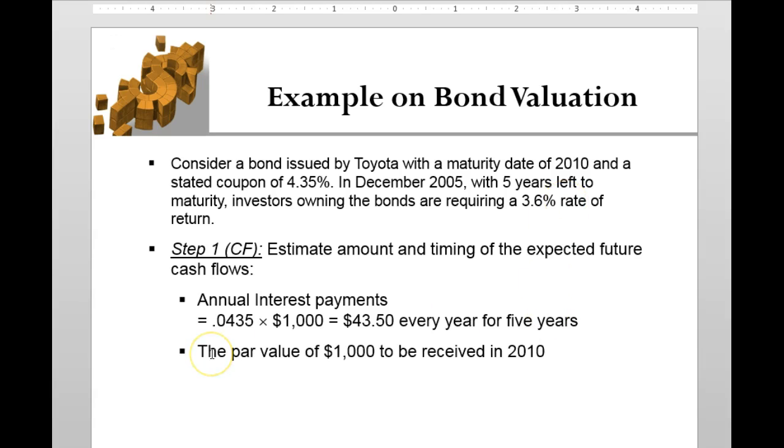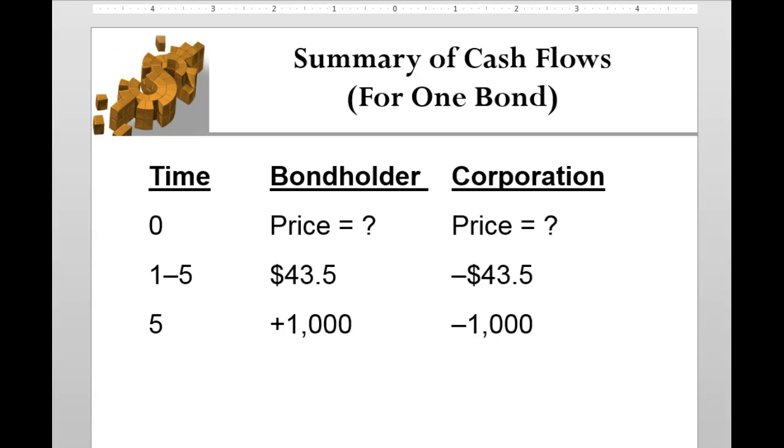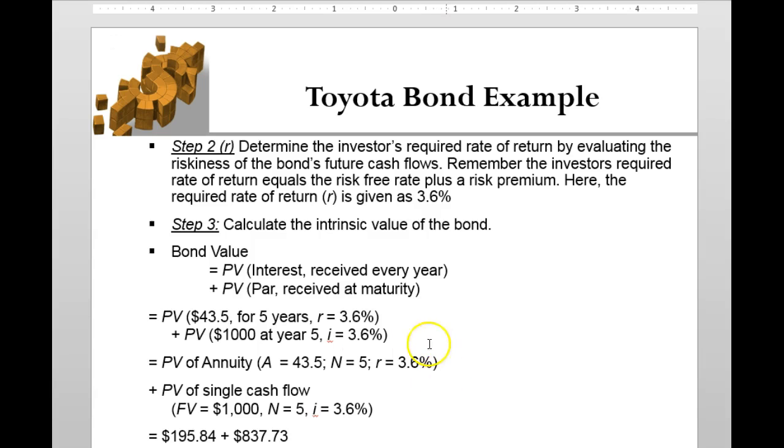So first of all, my interest payments are always going to be 43.50 every year for 5 years. The par value is going to stay the same. It's at 1,000. What is going to be a little bit different is when we start looking at the present value, because of the difference in the required rate. So for the bondholder and for the corporation, how much is this thing going to cost right here? These are our cash flows that we have to bring back. And this is the calculation for it.